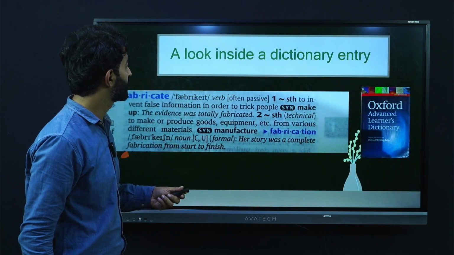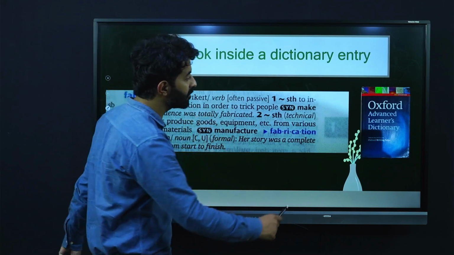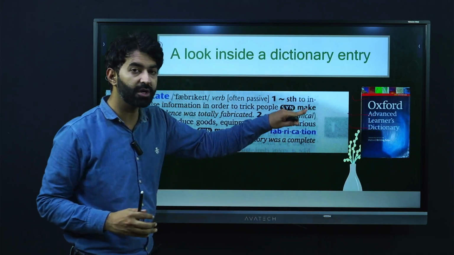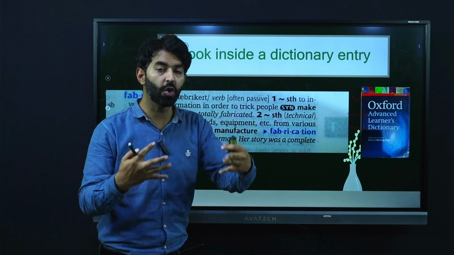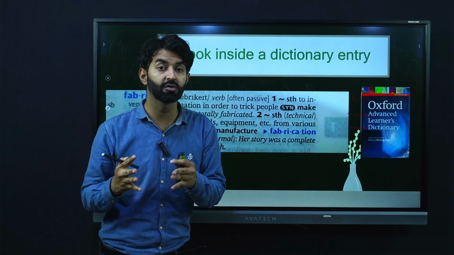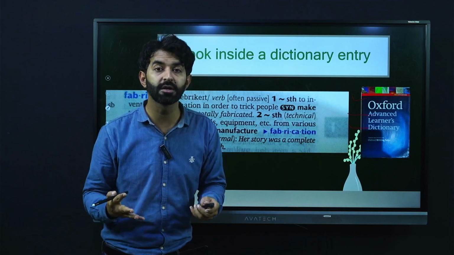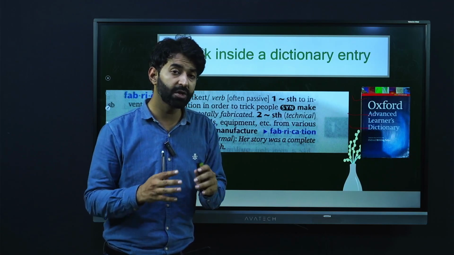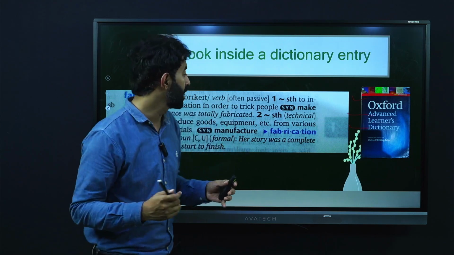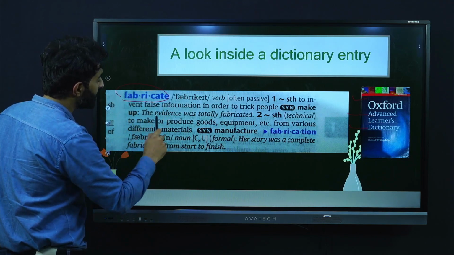Now, this is how a dictionary page actually looks. It's taken from Oxford's Advanced Learner's Dictionary. It means that the words and the teaching of the words with other things are for advanced learners. There are also learner's dictionaries used for beginners of the English language. So there are a lot of different variations, different sizes, different formats. Now you can see the word fabricate.